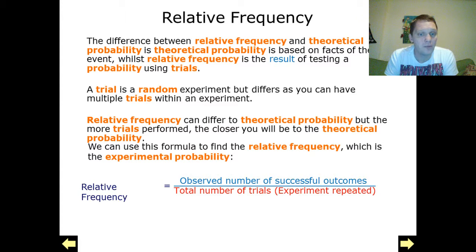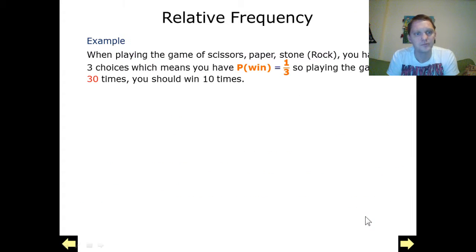So we can use this formula. Relative frequency is the observed number of successful outcomes over the total number of trials, so how many times the experiment was repeated. And again, just like we did with our fractions, the top number, our numerator, is what we want. Our bottom number, our denominator, is the total.